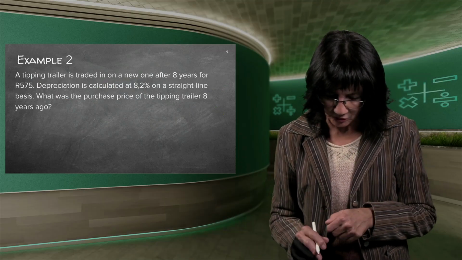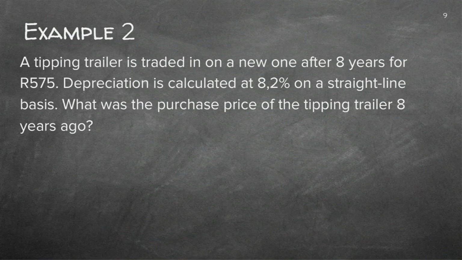Good, let's look at example 2. A tipping trailer is traded in on a new one after 8 years. There's my N. For 575 rand. Now, let's quickly think carefully. After 8 years, it's traded in for 575 rand. So what is that 575? After 8 years, the end value. So it's the A.